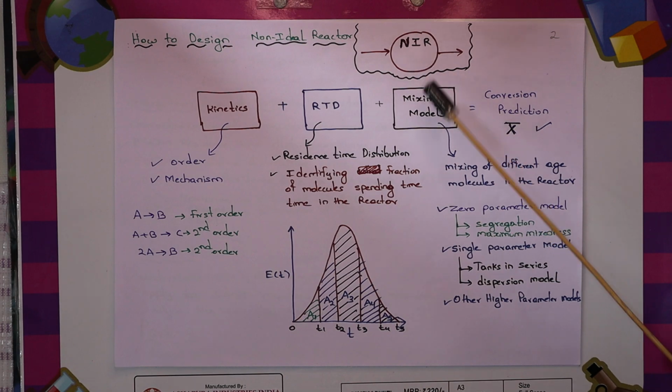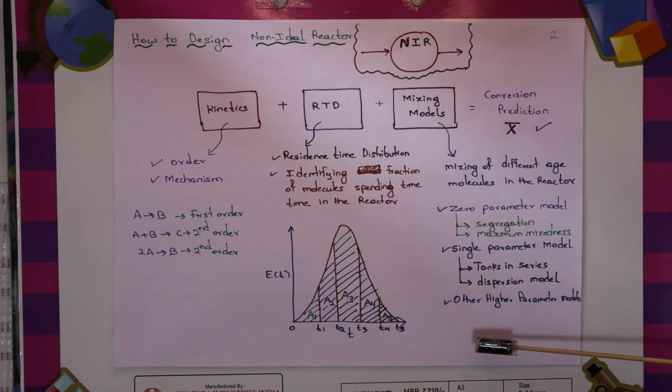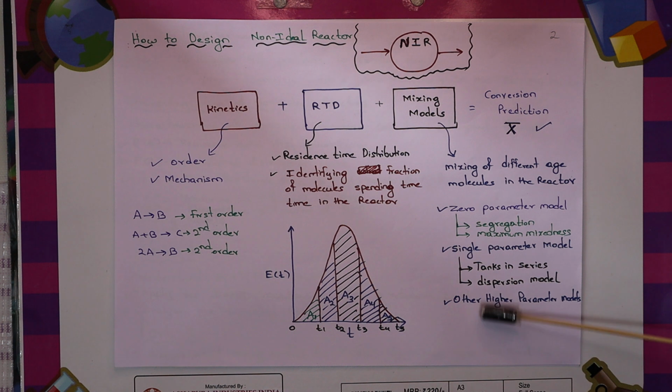So instead, people come up with different models. There could be zero parameter models, single parameter models, or higher parameter models available to predict the mixing in the non-ideal reactor. The zero parameter models include the segregation and maximum mixedness models, and single parameter models include the tanks-in-series model and the dispersion model.